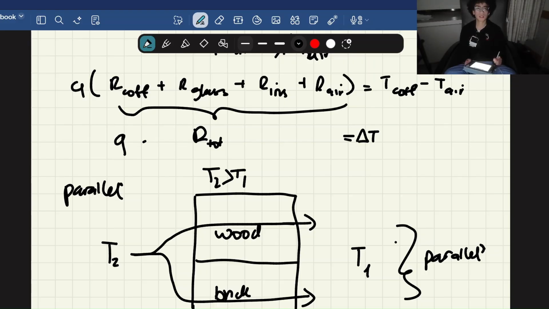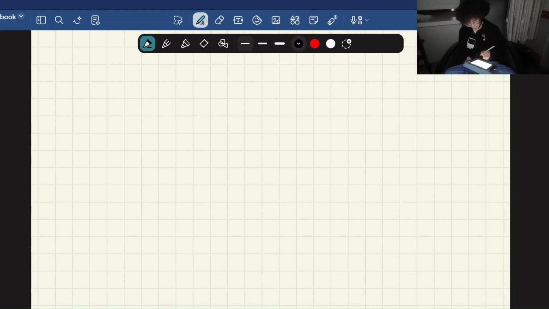And I can make an analogy through physics and circuits as well. Let's move to a different page. So now over here we have a circuit.